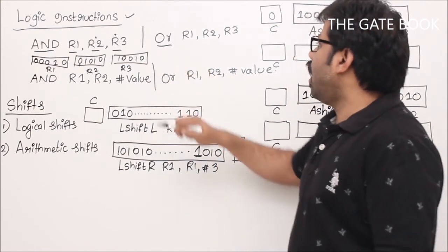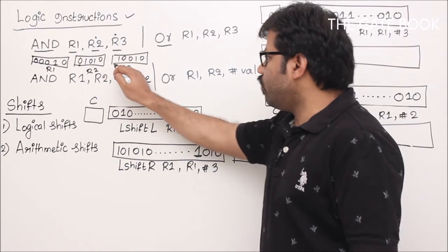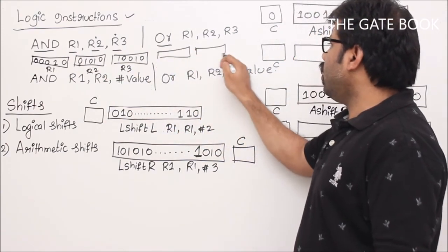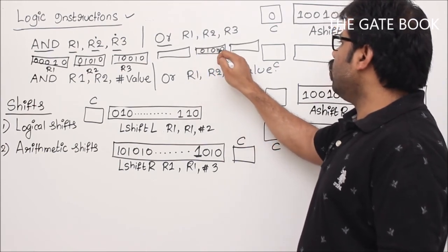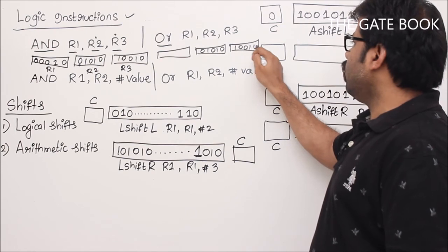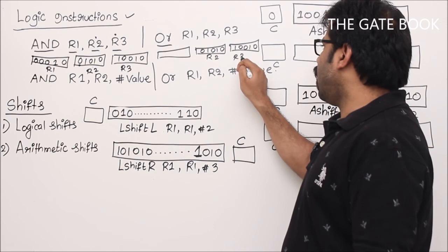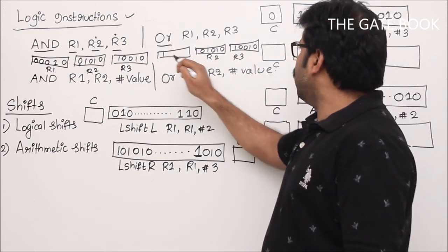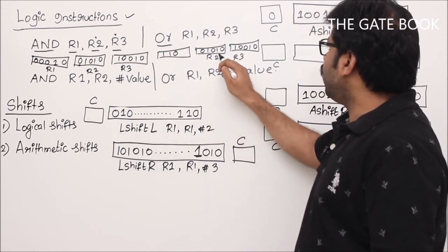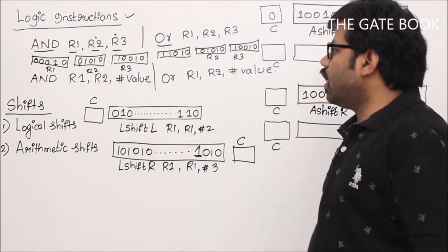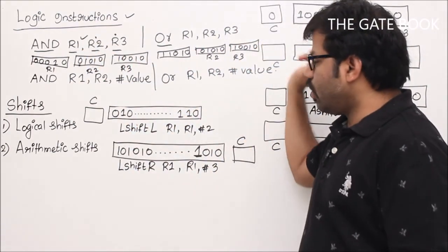Similarly, we can implement the OR operation. Whenever we write OR R1, R2, R3, what is going to happen? Let's see. R1 here, R2 here, R3 here. R2 is, let's say, the same thing, 01010. Let us take R3 as 10010. Then OR of R1, R2, R3 is nothing but R2 or R3. 0 or 1, 1. Then 1 or 0, 1. Then 0 or 0, 0. Then 1 or 1, 1. Then 0 or 0, 0. In that way we can understand AND of R1, R2, R3 and OR of R1, R2, R3.